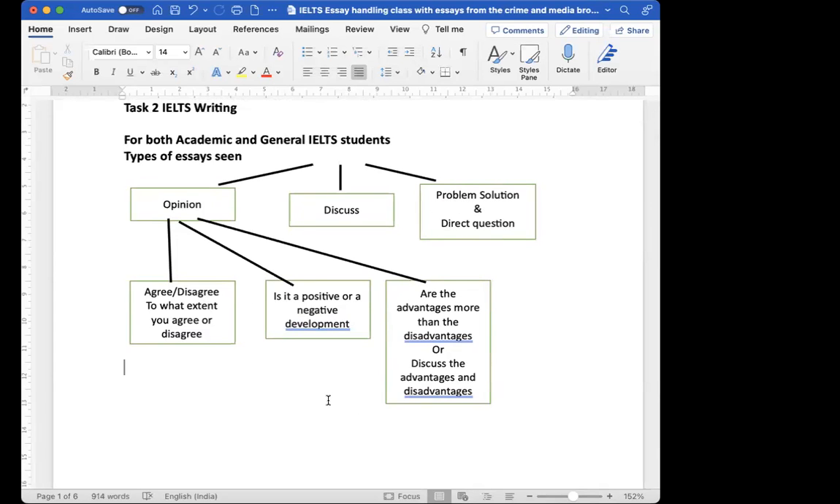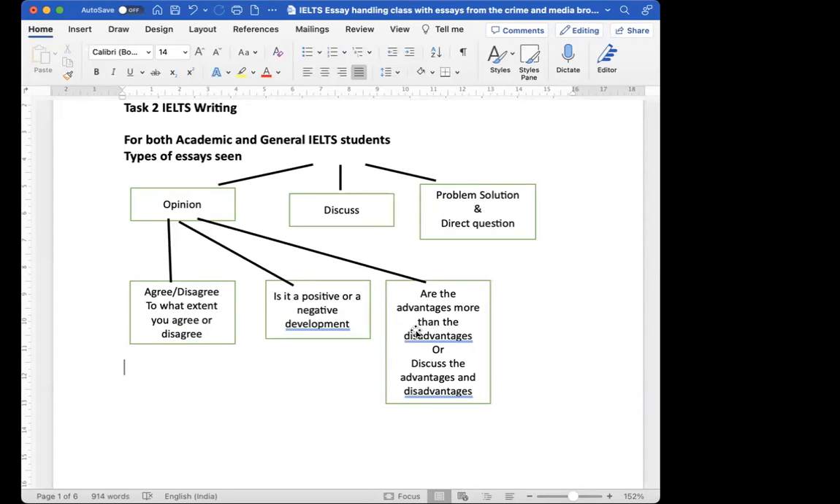So now we'll come to see this very scientific diagram, flowchart here, and it says it all in a nutshell. These are the types of essays. So basically opinion, discuss and problem solution, and of course direct question, which is a fourth category, but its handling is just the same, so I've clubbed it with the problem solution. And then the opinion is further of three types: agree, disagree, positive, negative development, advantages more than the disadvantages.